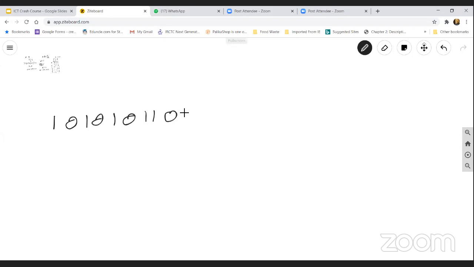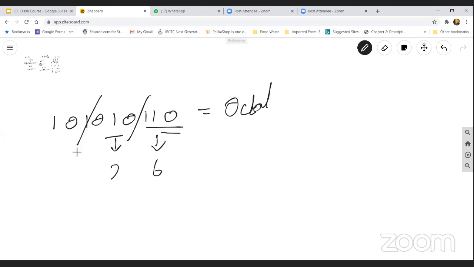Okay. If this is the binary number, how to convert this binary number to octal? So it's a simple process again. We have to split this number from left to right, in groups of 3. What is the value of this group? It is 6. What is the value? 2. What is the value? 5. So 526 base 8. This is how we calculate a binary number to an octal number.